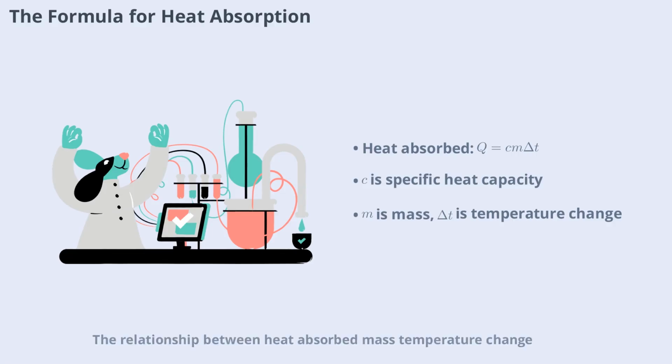The relationship between heat absorbed, mass, temperature change, and specific heat capacity is given by the formula Q equals c m Δθ. Here, Q is the heat absorbed, c is the specific heat capacity, m is the mass, and Δθ is the change in temperature. The specific heat capacity is a property unique to each substance and determines how much heat is needed to raise the temperature of a unit mass by 1 degree Celsius or Kelvin.